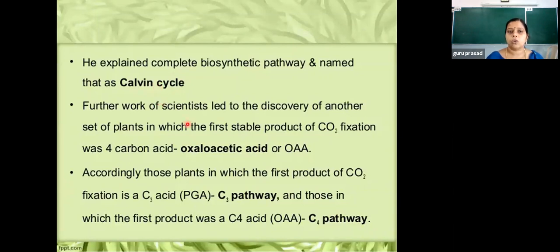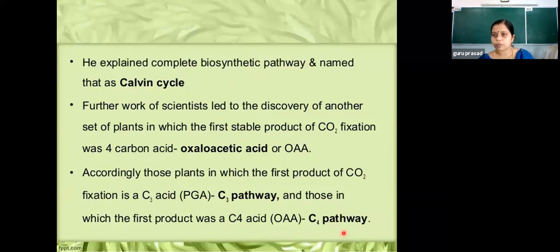Okay, next. Further work of scientists led to the discovery of another set of plants. Usually, the majority of plants produce a C3 compound, nothing but phosphoglyceric acid, as the first stable compound. But in some plants, they also observed the first stable compound as oxaloacetic acid, which is a 4-carbon compound. So in plants producing a C3 acid as the first stable compound, the cyclic movement and sugar biosynthetic pathway is said to be the C3 pathway. Whereas in plants producing a C4 acid as the first stable compound, such a biosynthetic pathway is called what?